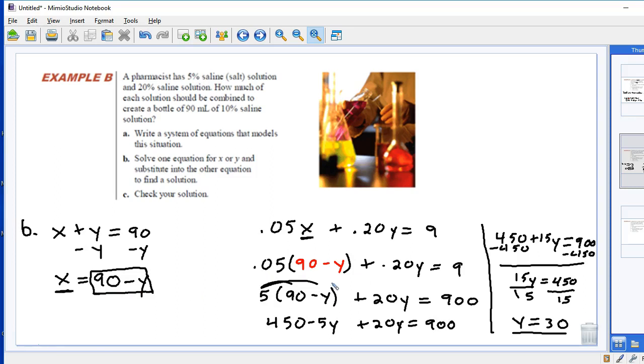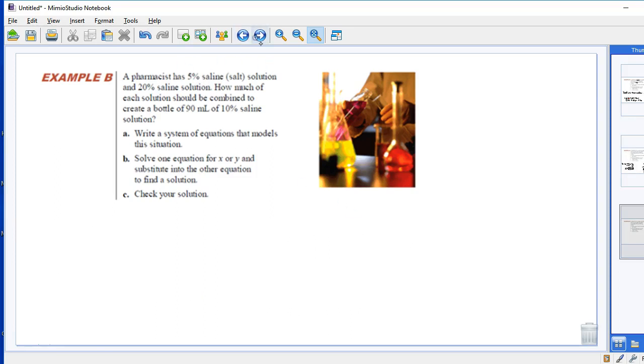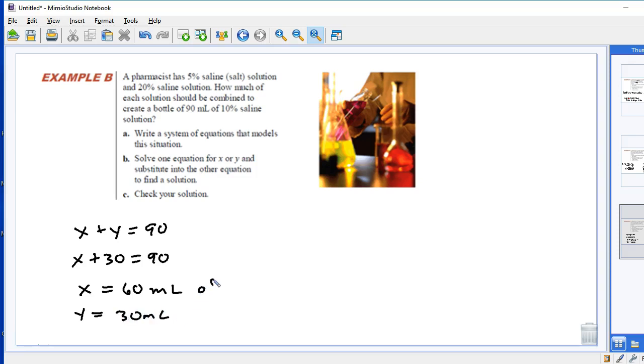So if I plug this back in to my equation, I'm going to plug in 30 for y. So I have x plus y equals 90, and my solution for y was 30. So we're going to get x plus 30 equals 90. And hopefully you can figure out what number plus 30 is 90. We can just say x equals 60. So 60 milliliters for x, and y equals 30 milliliters. And this was of the 5% solution, and this is of the 20% solution.